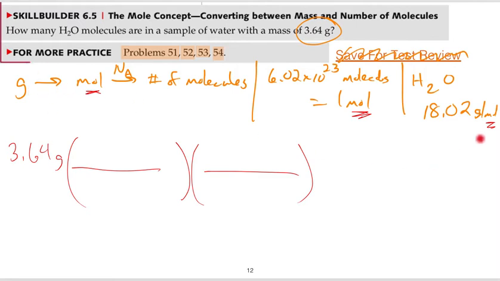Molar mass here. So grams, I want to cancel out. 18.02 grams equals 1 mole. So it's 18.02 that's going to go on the bottom. So I'm going to divide by that number. Right, let's just start inking some of that in. Grams cancel out, so I'm going to divide by that.